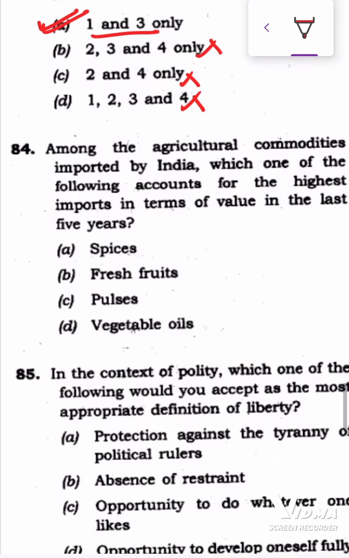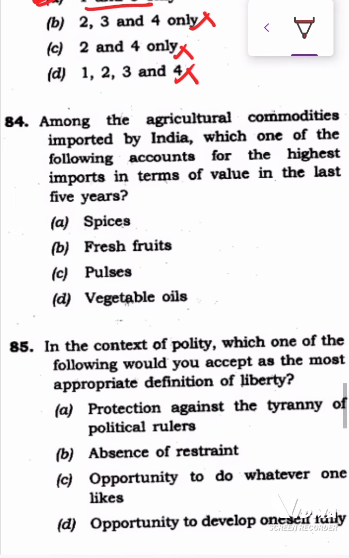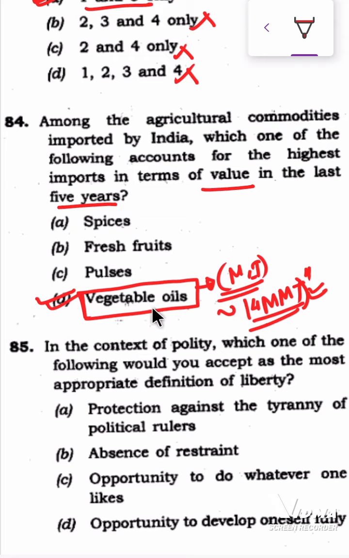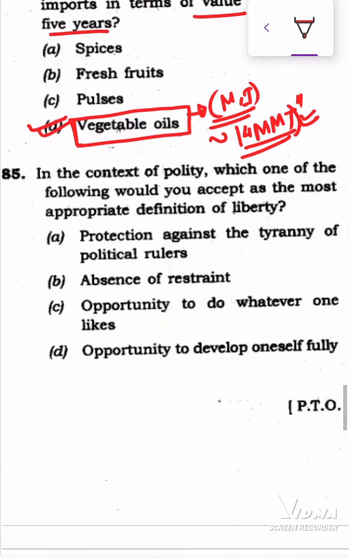Question number 84. Among the agricultural commodities imported by India, which one of the following accounts for the highest imports in terms of value in the last 5 years? Actually, India imports a lot of vegetable oil, especially palm oil from Malaysia and Indonesia. India imports about 14 million metric tons of oil to meet its domestic needs. So India imports a huge amount of vegetable oil from East Asia and Southeast Asia. Let's go to question number 85.